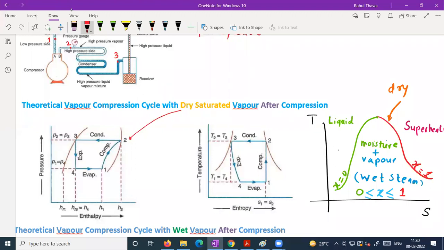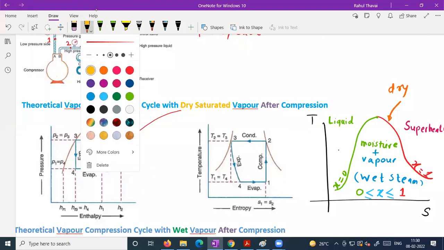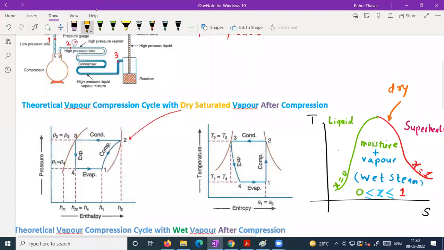On the right hand side, where the red line is there, the value of X is 1. Then what if I just draw a line like this here? How do we determine the value of X here? The value of X here will be between 0 and 1. Is that okay, all of you?